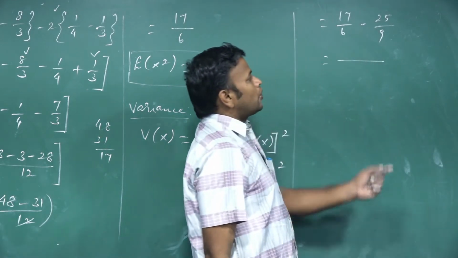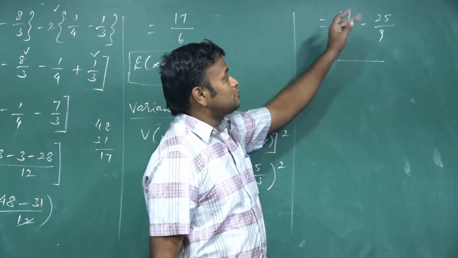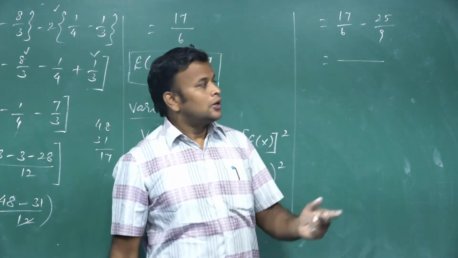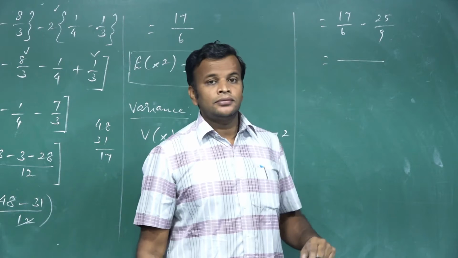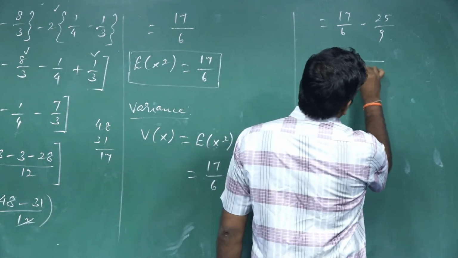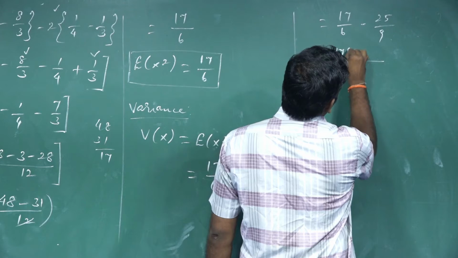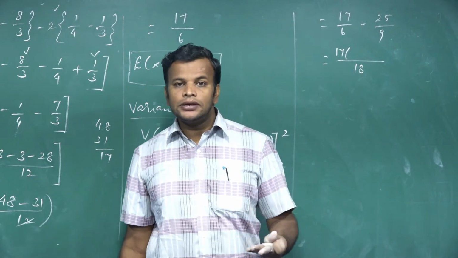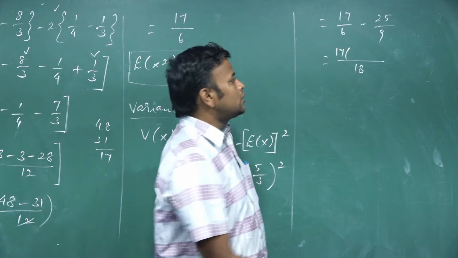Here also there will be two processes. Either we will be taking a cross multiplication, or, with both in the same table, taking the LCM. Now what is the LCM of 6 and 9? The LCM of 6 and 9 is 18. So 18. But the first term denominator is 6. In which number we multiply 6 to get 18? 3. So that number is multiplied to the numerator.